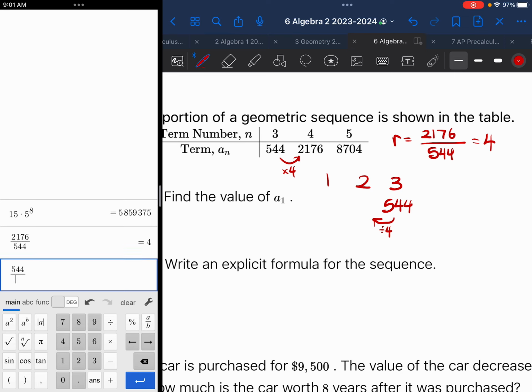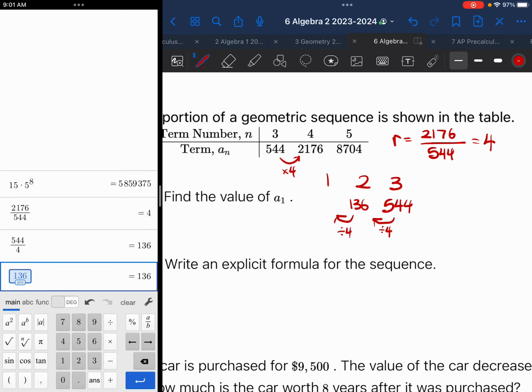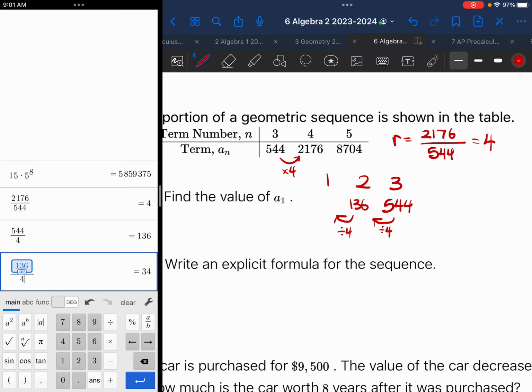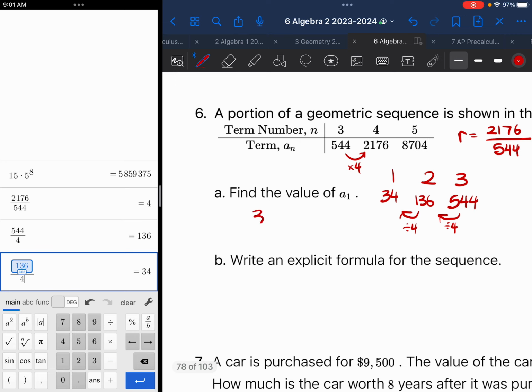544 divided by 4 is 136. And if I divide by 4 again, so I'm going to do answer divided by 4, I get 34. Excellent. So I'm going to say 34. And I showed my work.